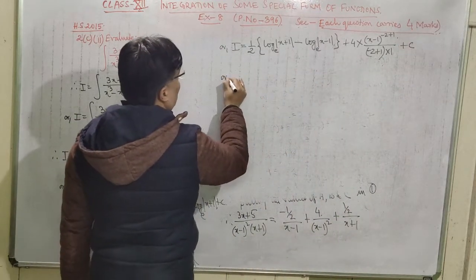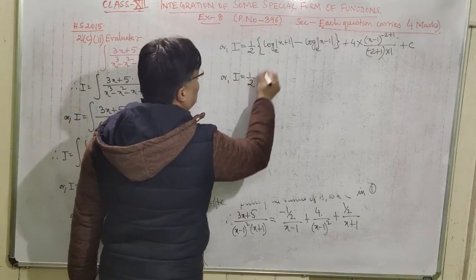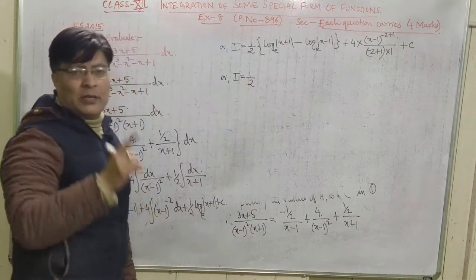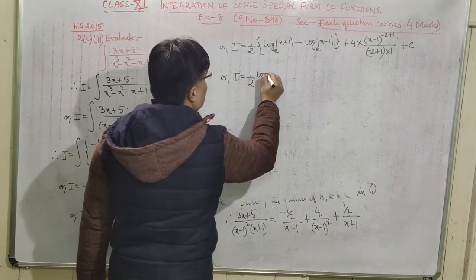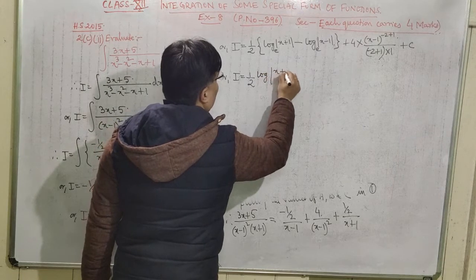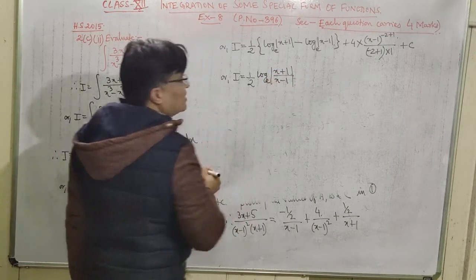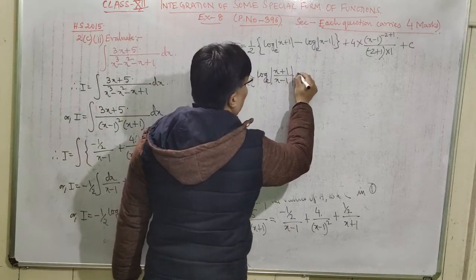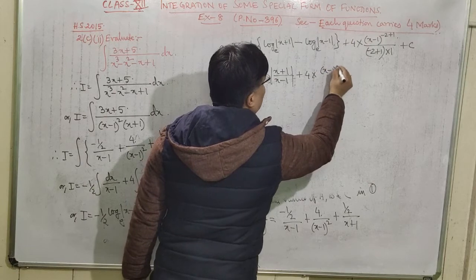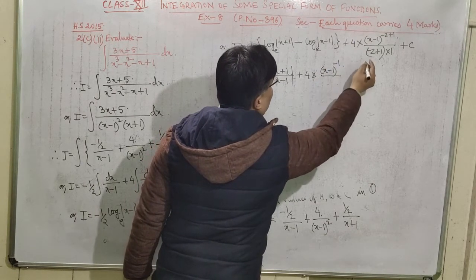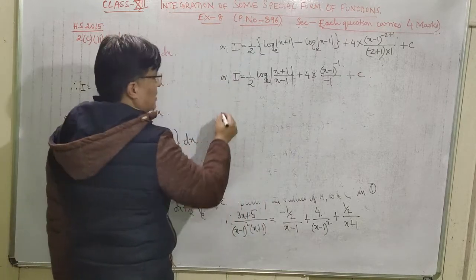okay. So I is equal to, now let us simplify it, half, you know these properties of logarithm, log a minus log b is log of a by b. So it is log within mod x plus 1 divided by x minus 1, the base is e. Then plus 4 into, this is (x minus 1) whole to the power minus 1 divided by minus 1, into 1 is minus 1. Then you should write plus c.